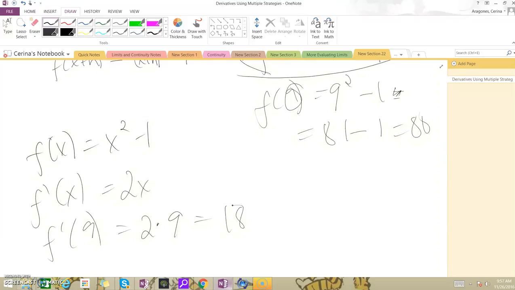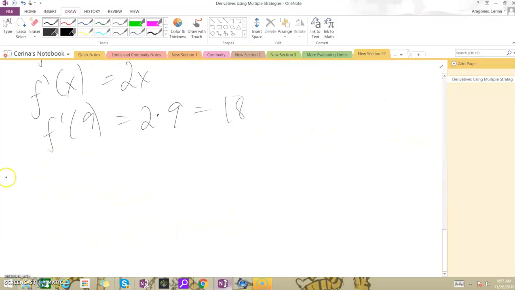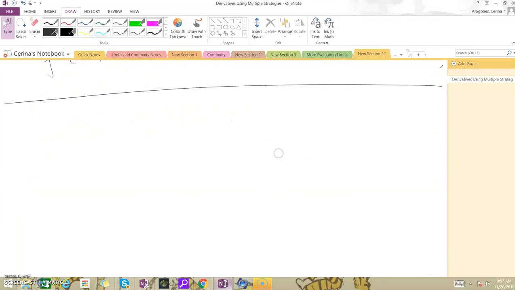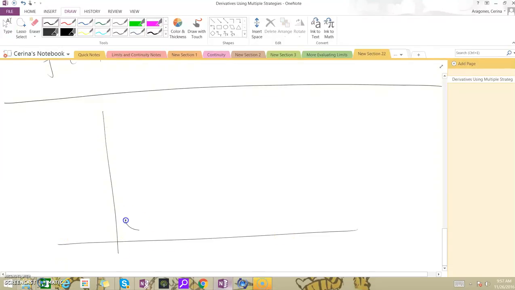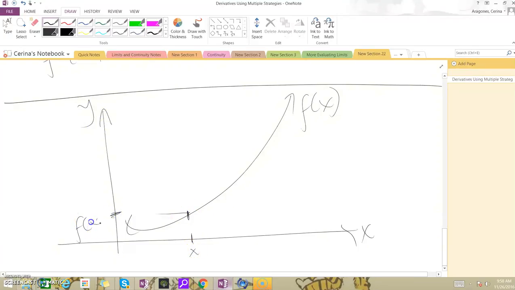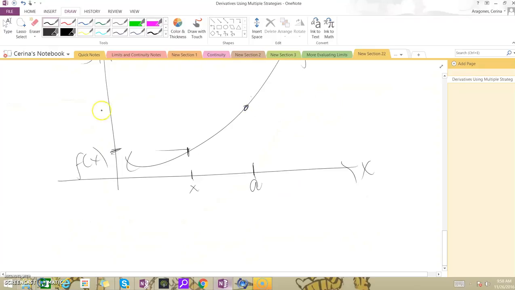Another way to write the definition of the derivative is, instead of x plus h, so instead of another x value h units away, we could write it like this. So here's my f of x, here's x, here's the y-axis. We have some x value at f of x. We can find another value a. So here we are at f of a.